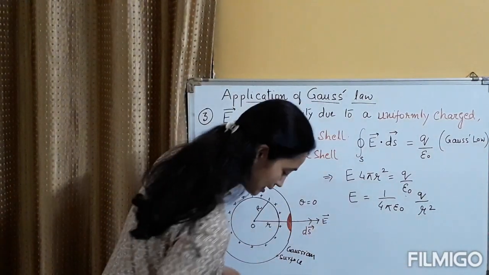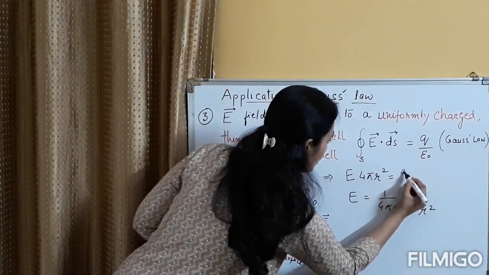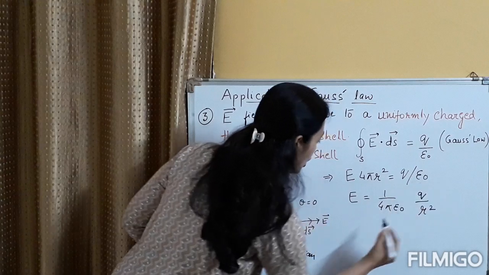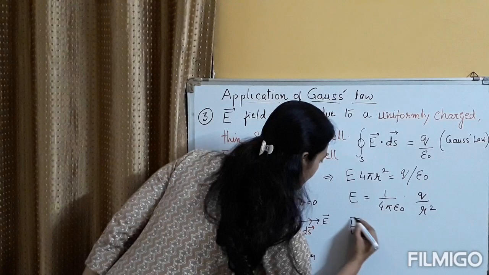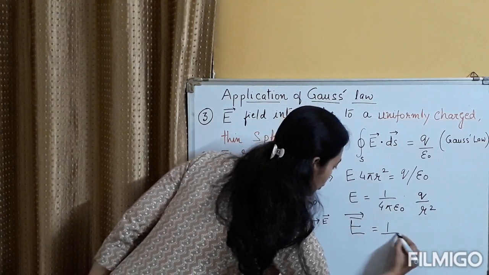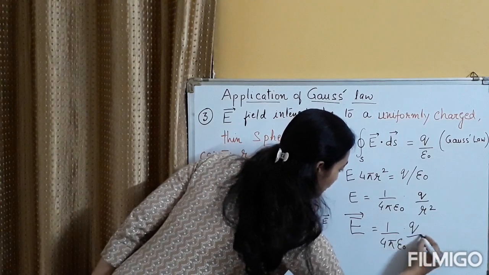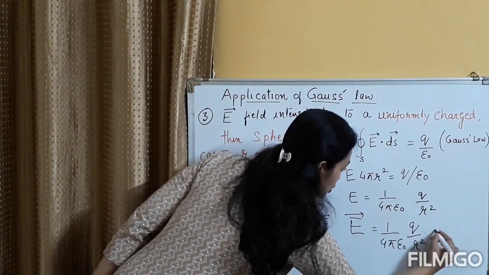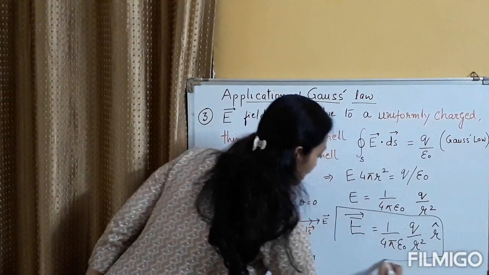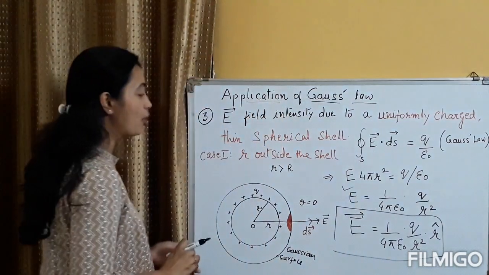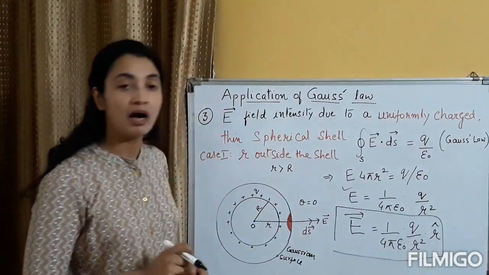Writing it in vector form, electric field vector is equal to 1 by 4 pi epsilon naught q upon r square. Direction will be radially outwards. This is the vector form of the electric field, and this is the scalar form of the electric field magnitude, which is 1 by 4 pi epsilon naught q by r square.